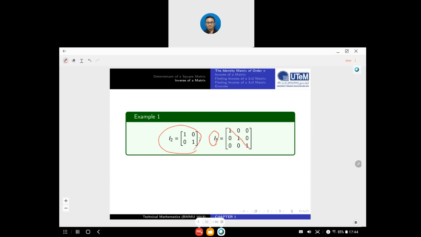If you have something like this, then A times the identity also equals A, or the identity matrix I times matrix A also equals matrix A. Any matrix times the identity equals itself. So this one is the identity matrix.